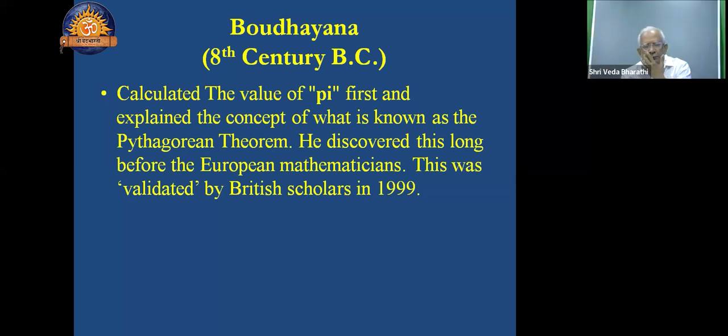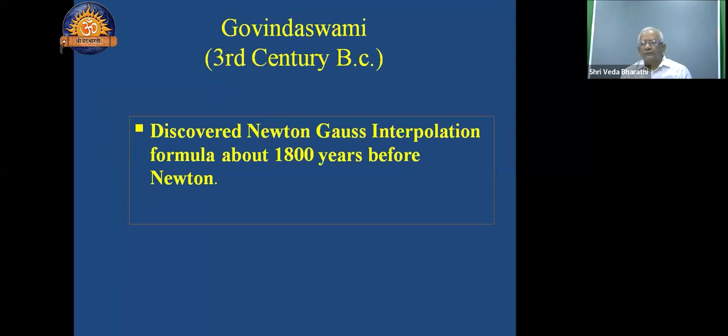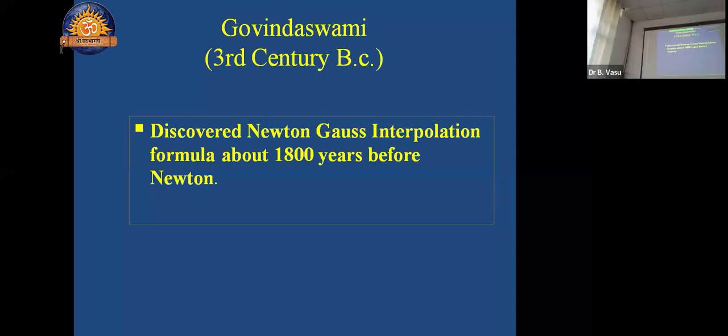Similarly, here is a list of names who invented the mathematical principles first, but whose names are not mentioned or are suppressed. Govinda Swami belongs to the 3rd century BC. He found out something which is now known as the Newton-Gauss interpolation formula, sir. Actually, Newton was born 1800 years after Govinda Swami. And there is a record that Govinda Swami identified the formula. But even then, the old name was suppressed and the new name was forcibly applied. Several things are there, one by one.